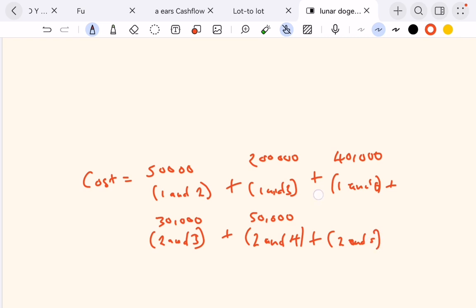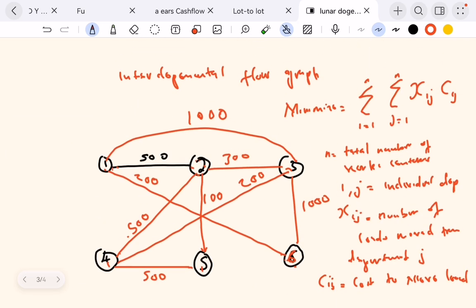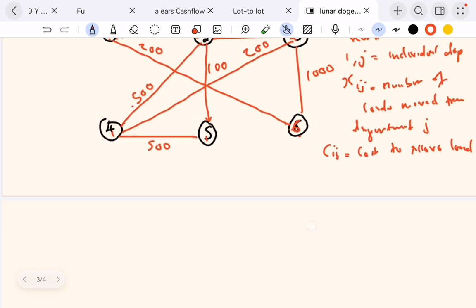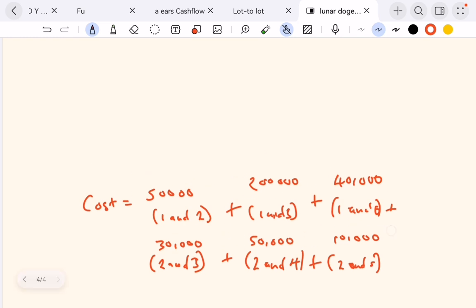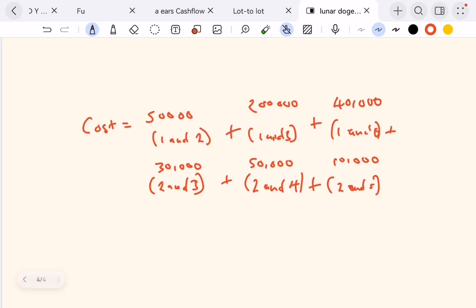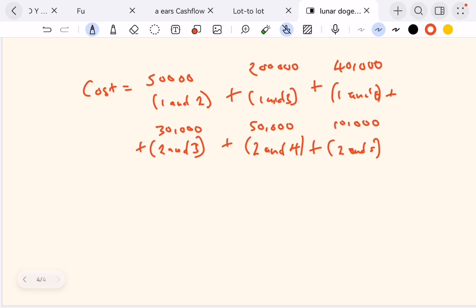2 and 5, it's how much? 100. So 100 times 100. So we have 10,000 here, because you are not crossing. Then we have plus. You can come here, plus.